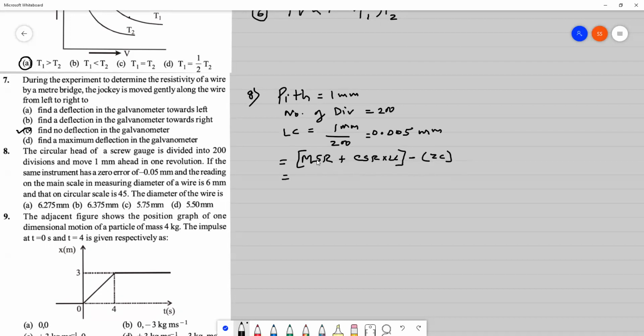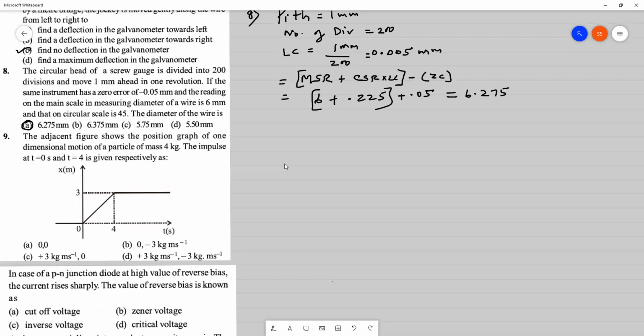So what will be MSR? MSR is going to be 6 millimeter plus CSR is 45, so 45 into 0.005. 45 into 5 will give you 225, so it will become 0.225. Minus zero correction, and the zero correction is negative, so it will become plus 0.05. So 6.225 plus 0.05 will give you 6.275. So 6.275 is the right answer. We will do the next problem.